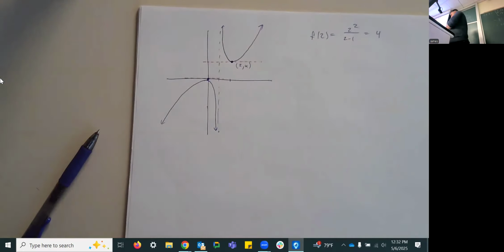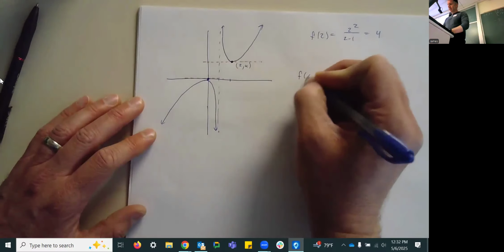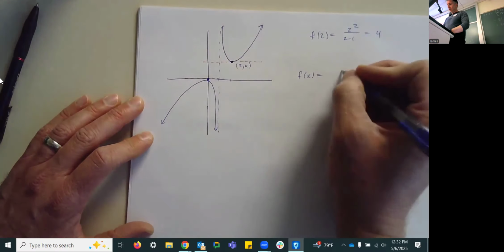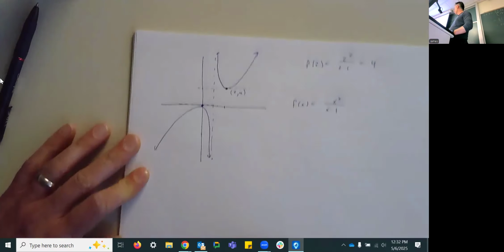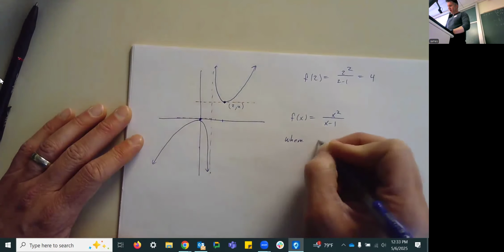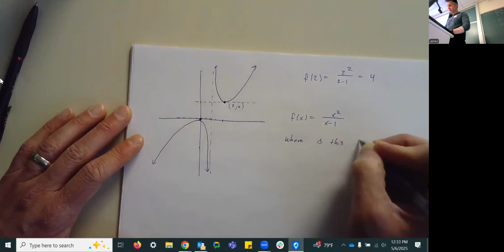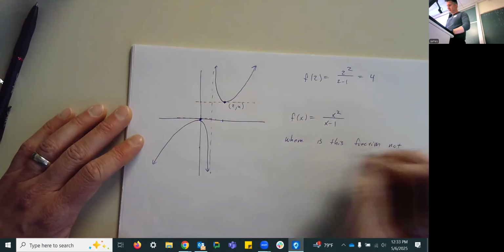All right. Yeah, might as well add that in here. So for this function, f of x equal to x squared divided by x minus 1, one more question. Where is this function not differentiable?